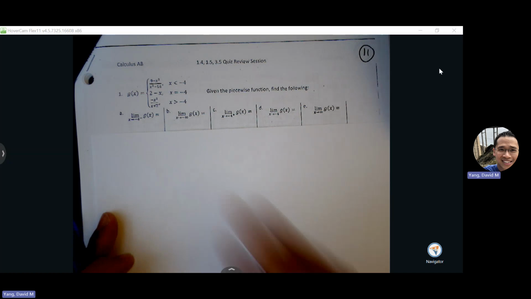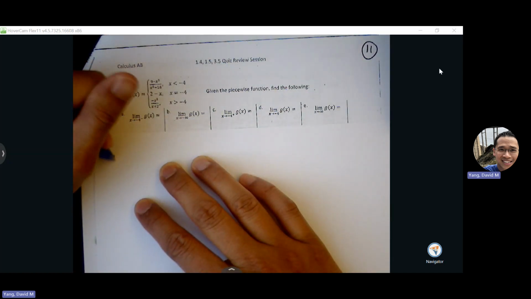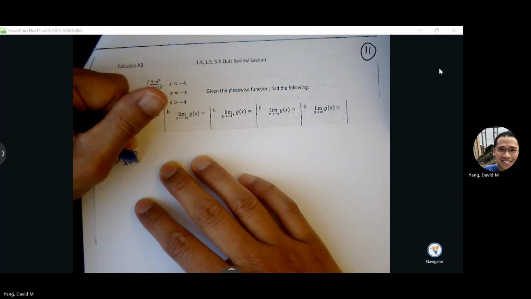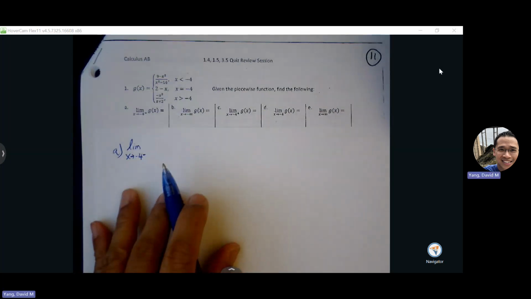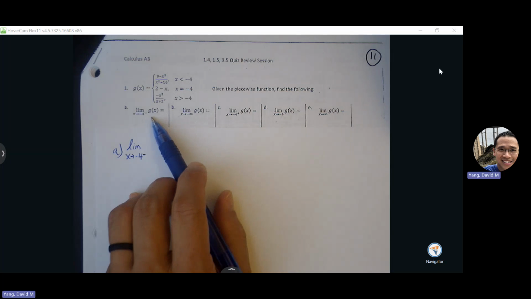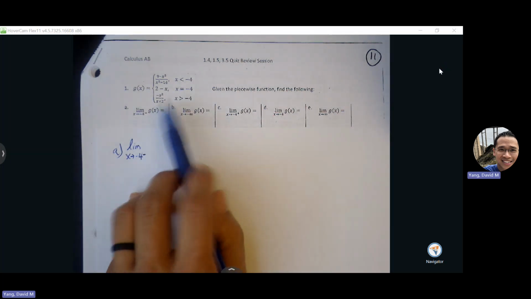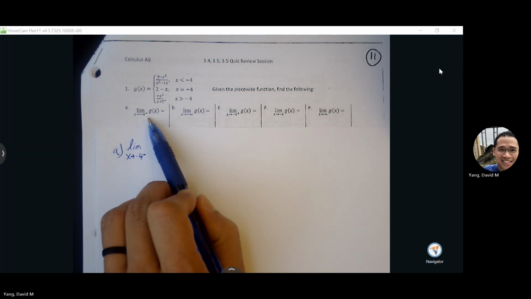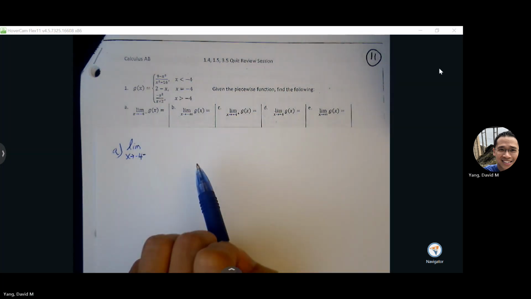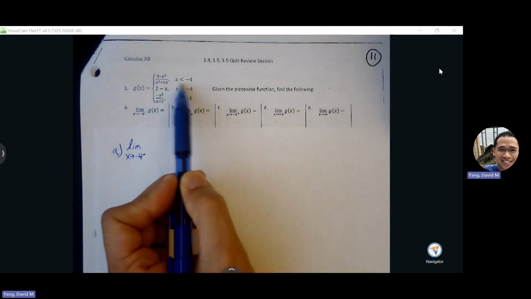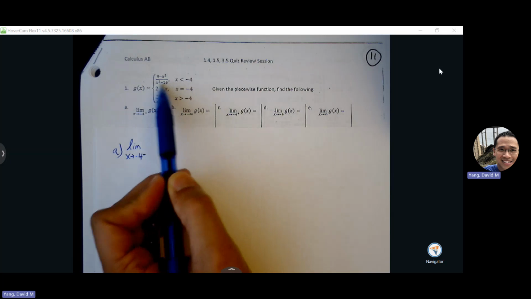Okay, so let's look at A here. We have to decide which piecewise function is going to be most appropriate. We want to approach -4 from the left. So which piecewise function is on the left side of -4? First, second, or third? First one, yeah. So these are x values to the left of -4, less than -4. So it's going to be the first piecewise.